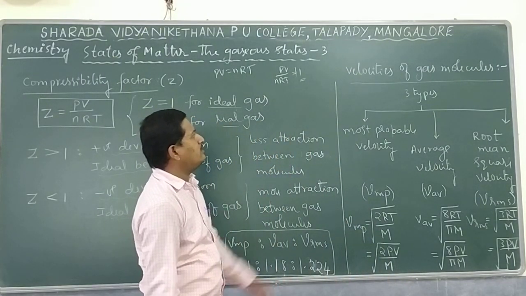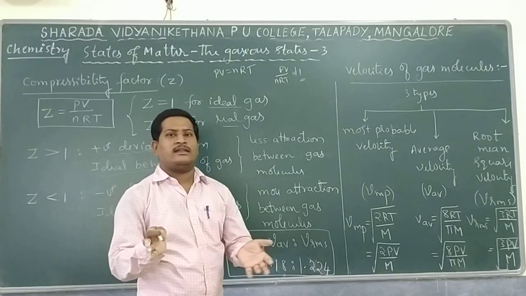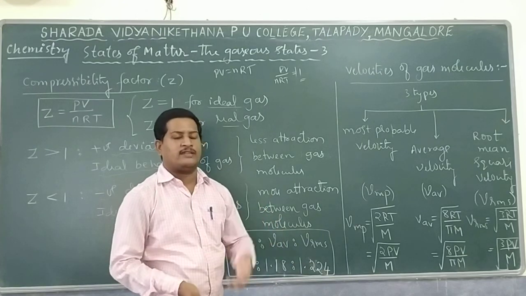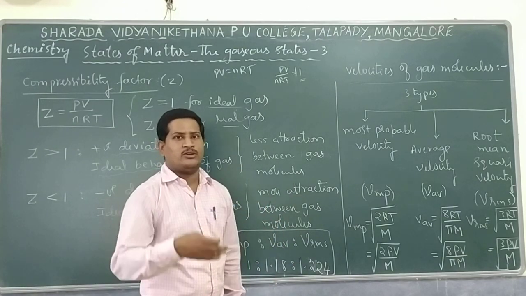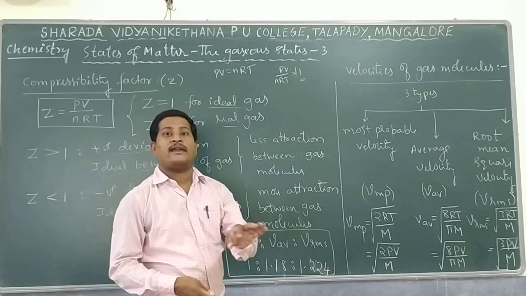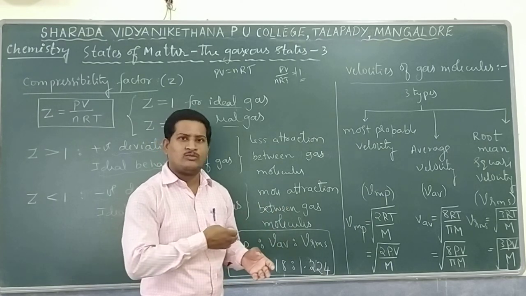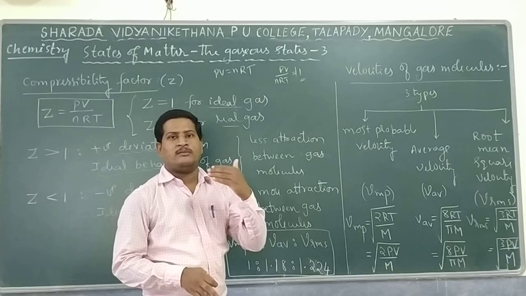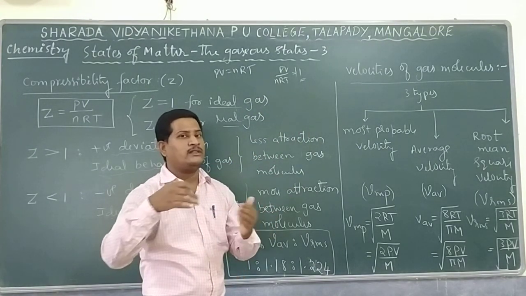Let us go with the velocity of the gas molecules. If a container contains any gas of any quantity, it may be 2 mole or 3 mole, and it is closed, whatever gas molecules are present in that container will move with a variety of speeds, or we can say velocities. All the gas molecules will not move with the same velocity. Some molecules will move with a higher velocity. Some gas molecules will move with a lower velocity.